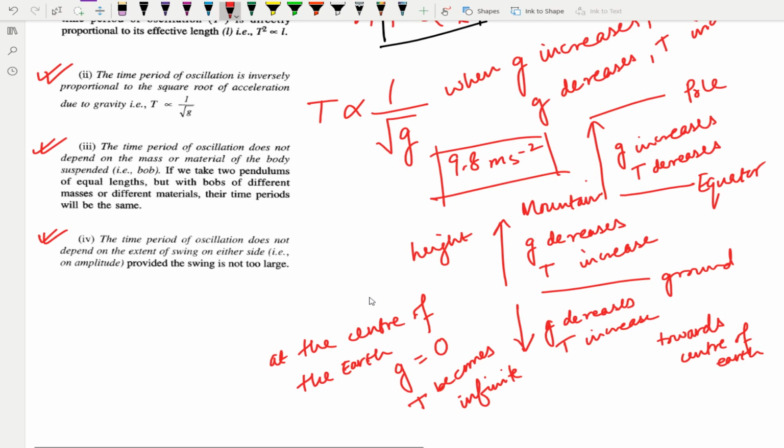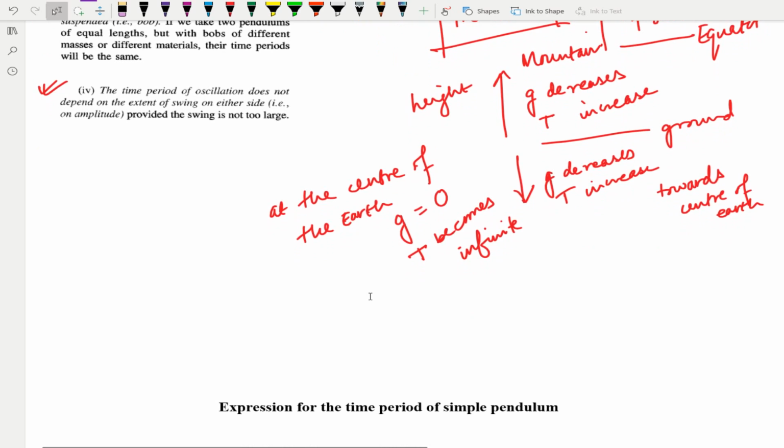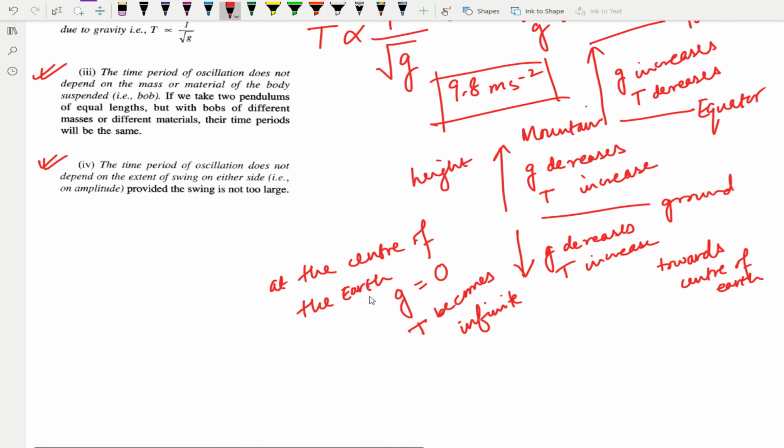The fourth point says the time period of oscillation does not depend on the extent of swing on either side. As I have already told you, in order to start the oscillation from the mean position, you are supposed to take it to the extreme position, right?